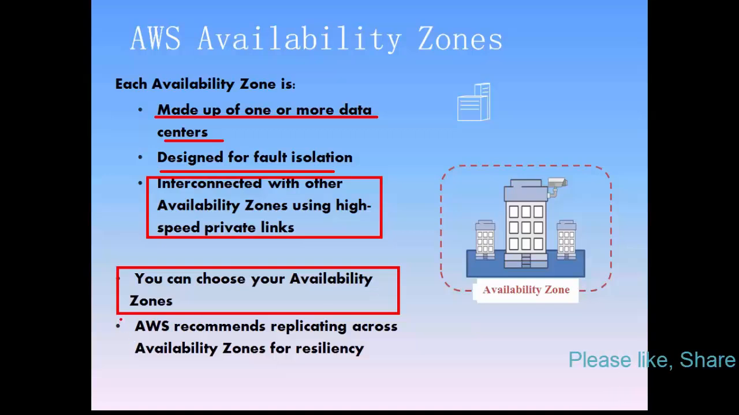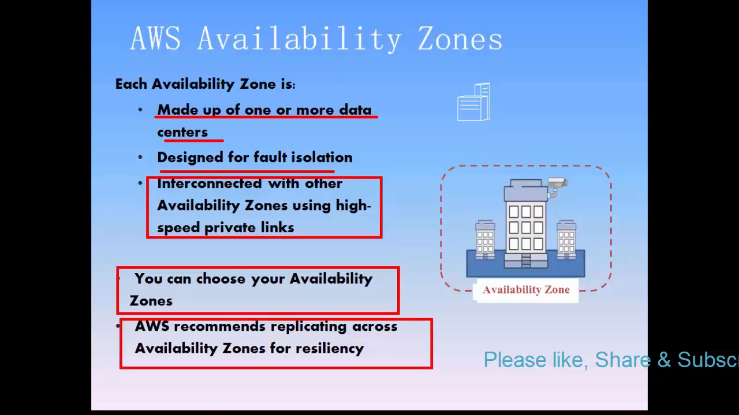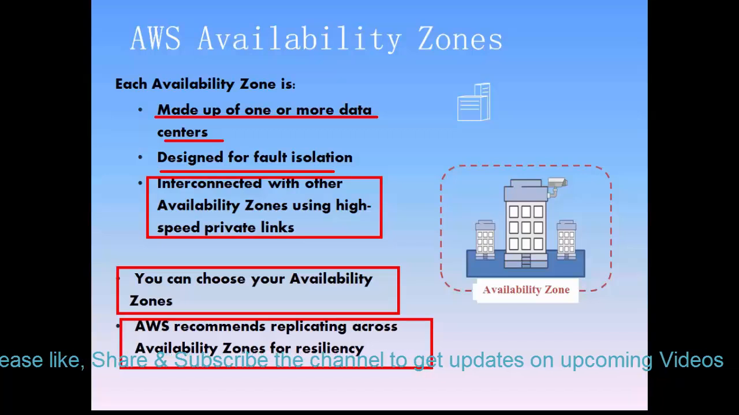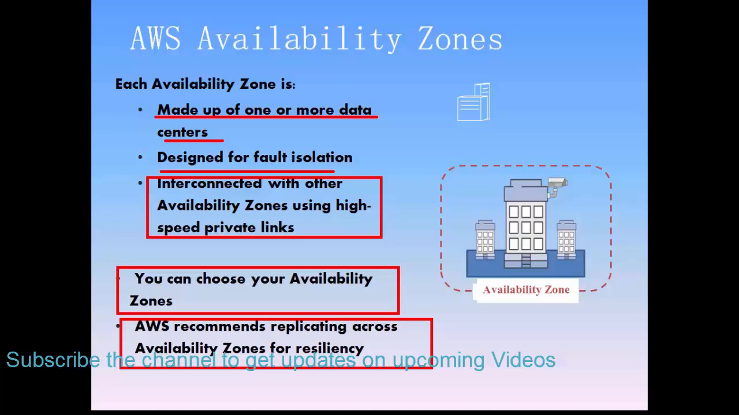AWS recommends replicating across availability zones for resiliency. If in case one availability zone is down, the other is available for you. So replication you can configure, and by default something is there. When we go deeper into AWS for different topics, we will discuss that. But I think you can understand well, replication is there between different availability zones. So a very simple definition: availability zone is made up of one or more data centers. I will show you that also.